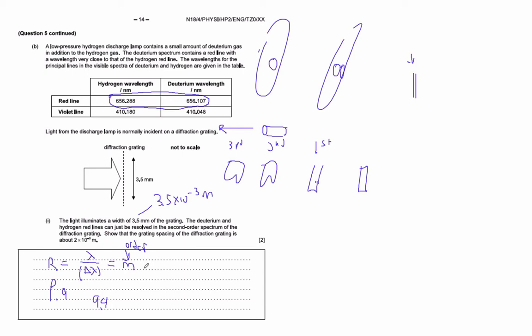So that is the order, and N is the number of slits, okay? What we're going to do here is figure out how many slits we have to illuminate, right? And they want to know what the grating spacing is. Ultimately, the spacing between these is going to equal 3.5 times 10 to the minus third meters, which is how much is illuminated, divided by the number of slits. We just have to figure out the number of slits.